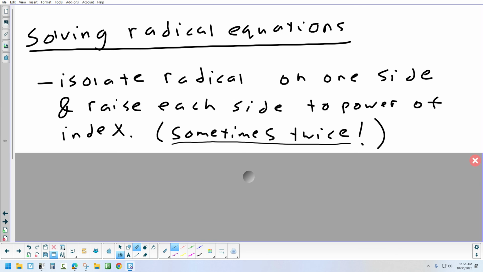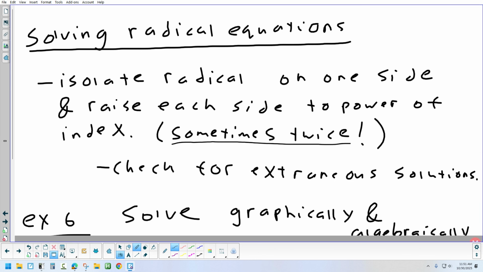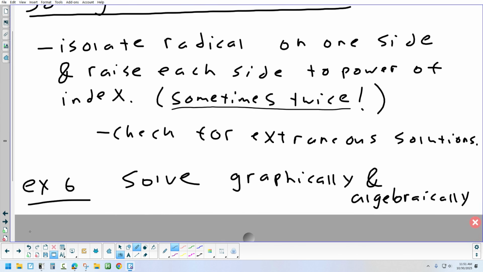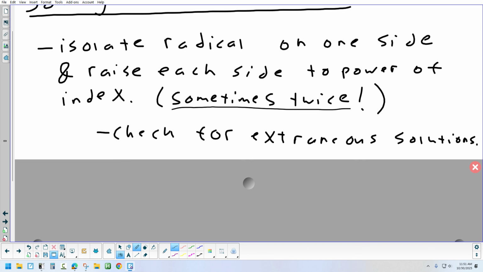Okay, but we're going to do one that is a little simpler to start, and then I'm going to come back to the one that you have to do twice. You do want to check for extraneous solutions. It's not as simple as just saying, oh, will it cause me to divide by 0? Because there are no fractions in this. So you really got to plug your answer in and check it.